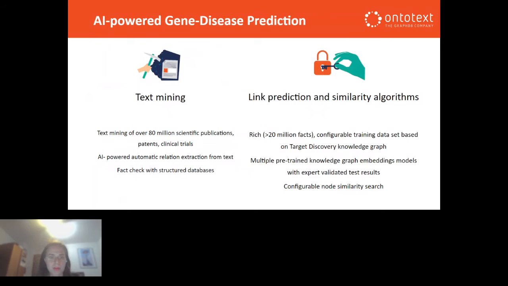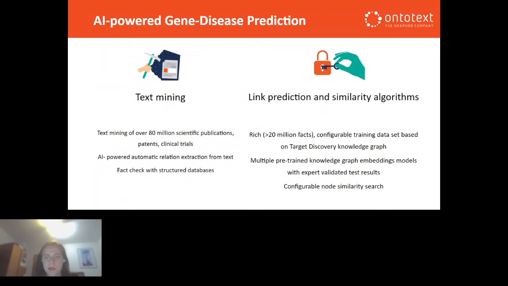So the AI-powered gene disease predictions are one of the most powerful tools that we offer to our customers because it unlocks information that is otherwise not available. About 100 of each of the sets of predictions that we have made by using different methods are also manually curated. So we have checked whether what we have already predicted is actually true.